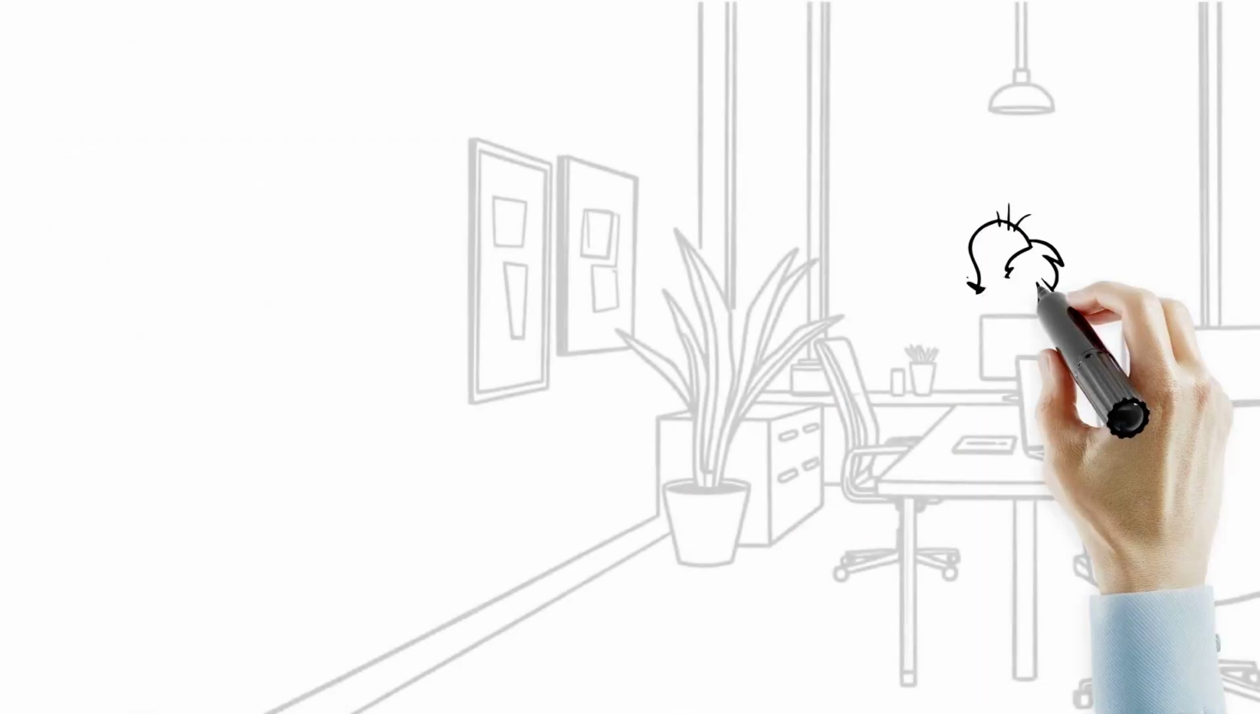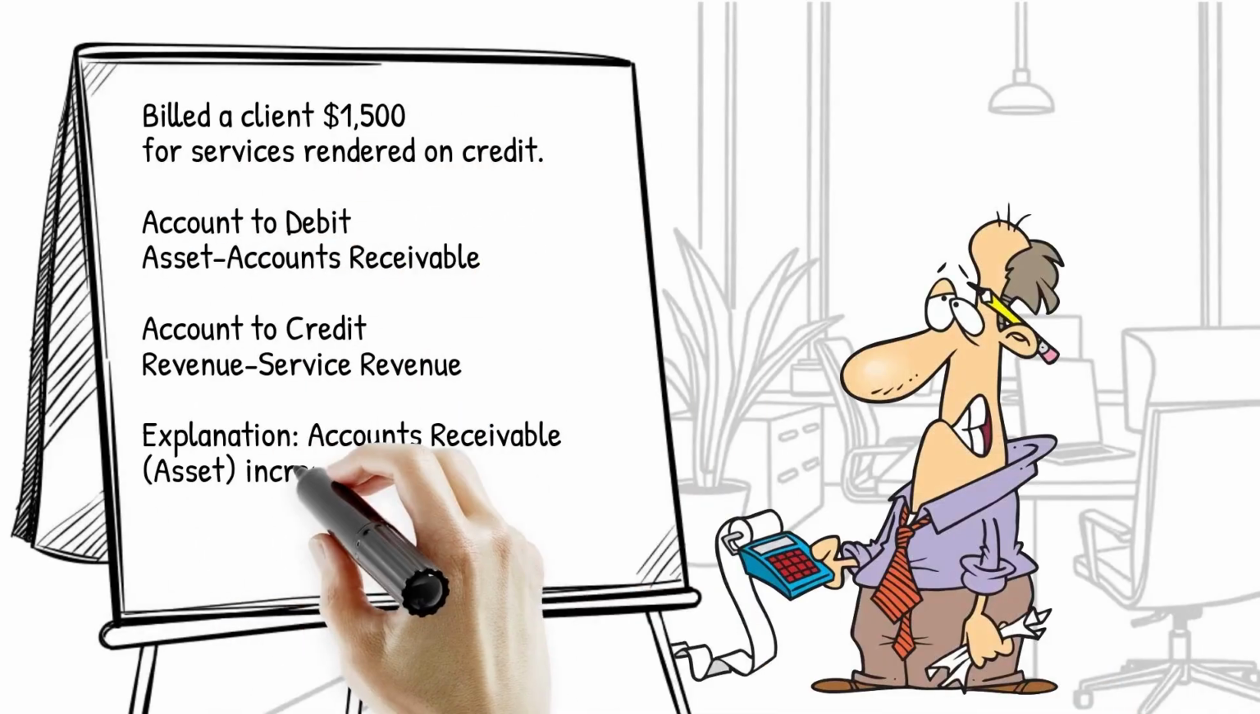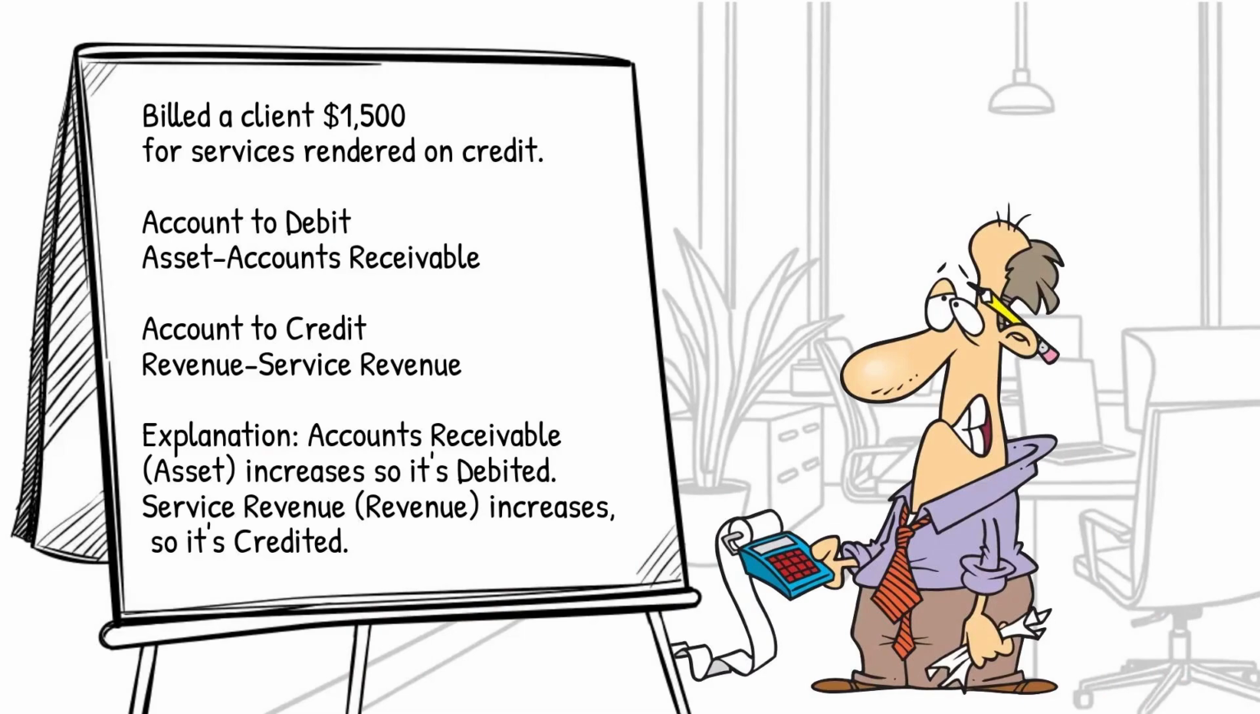Billed a client $1,500 for services rendered on credit. Account to debit: asset, accounts receivable. Account to credit: revenue, service revenue. Explanation: accounts receivable asset increases, so it's debited. Service revenue increases, so it's credited.